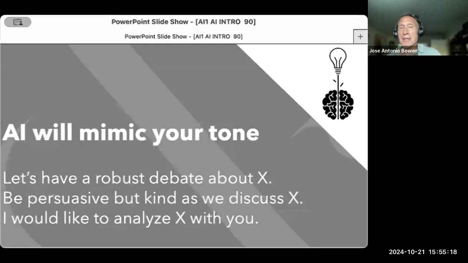So AI can mimic your tone, and the new ChatGPT will speak to you in accents. It'll do various sorts of things. Notice that I can change its aggressiveness. I can say, let's have a robust debate, and it will be robust. Not so robust? Be kinder to me. Be more persuasive, but nice.